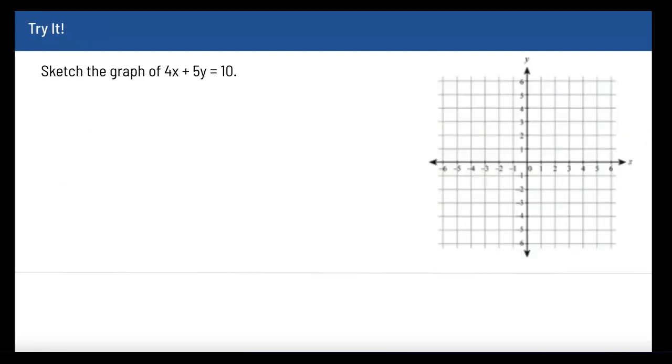Here is your chance to try this. Sketch the graph of 4x plus 5y equals 10. Remember to find the x and y intercepts and then put them on the graph.